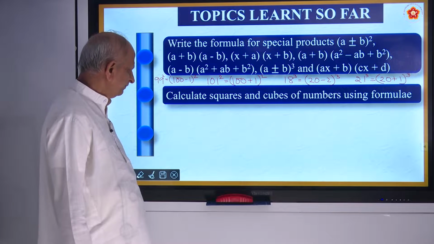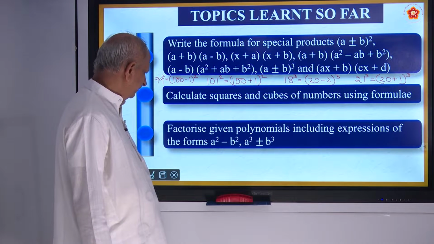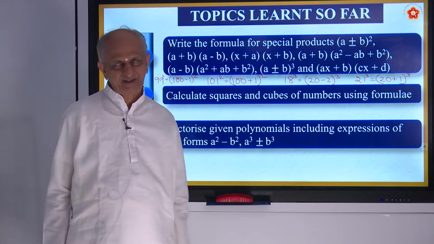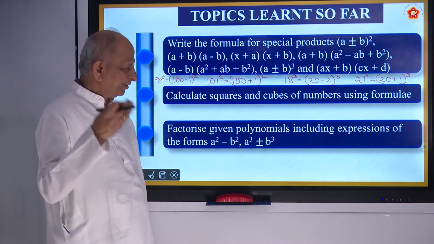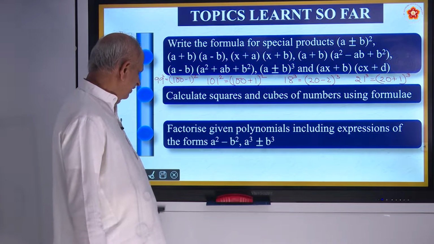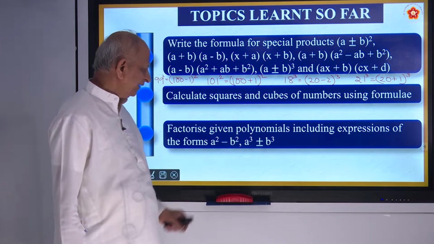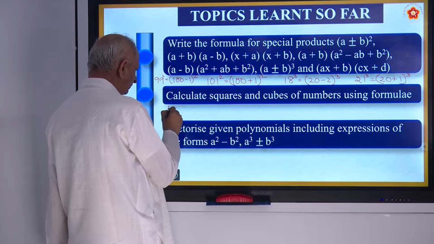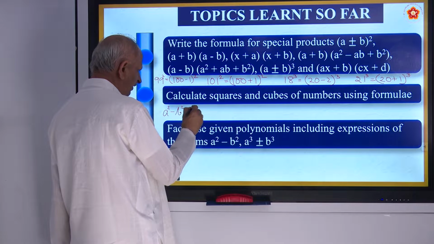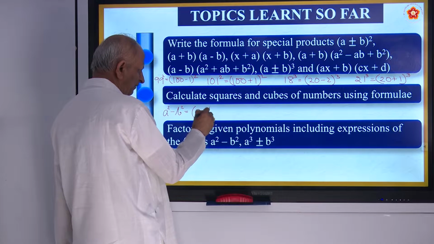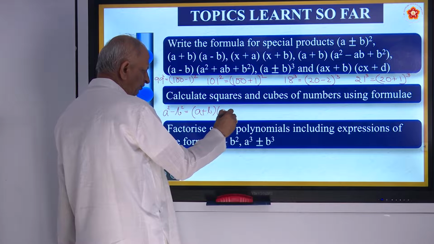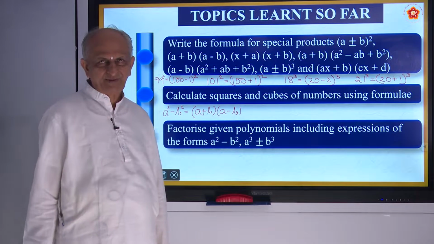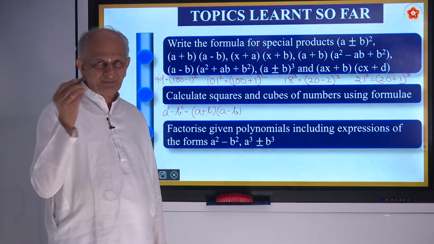calculation easy. Also we have seen factorization, which means splitting up into factors or making small factors, of the form a squared minus b square. What are the factors of a squared minus b square? A squared minus b square is equal to, come on, what do you say? A plus b into a minus b. Suppose you have x squared minus y squared. What are the factors? X plus y into x minus y.